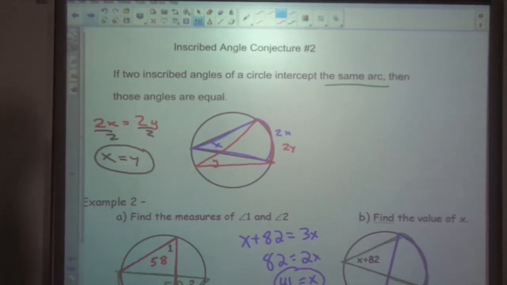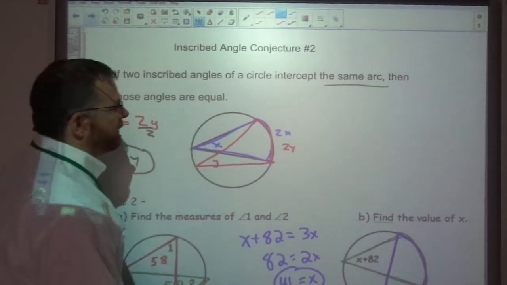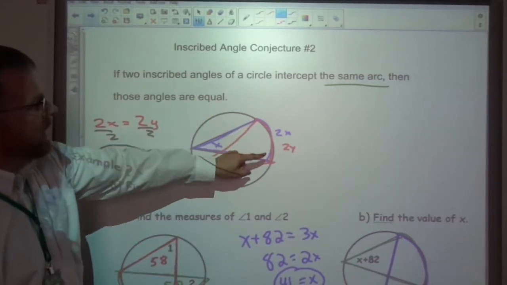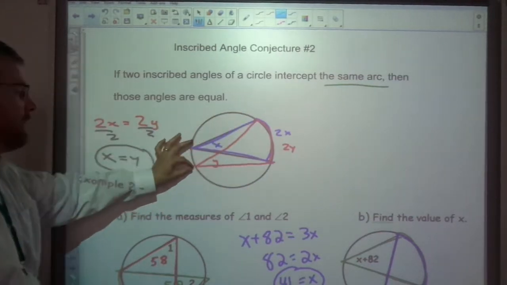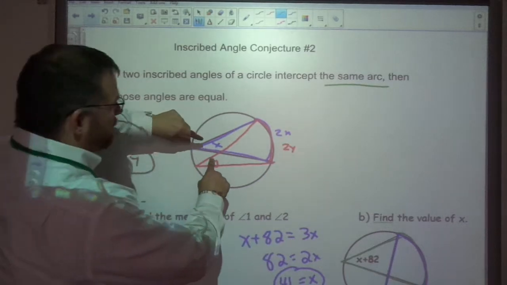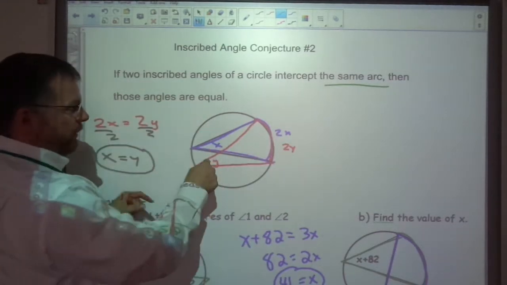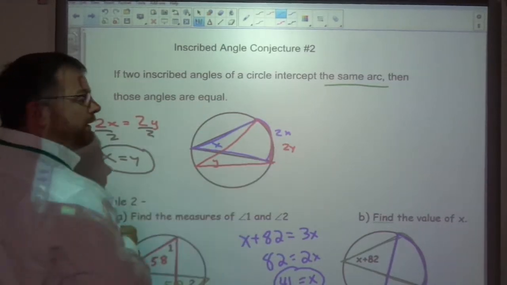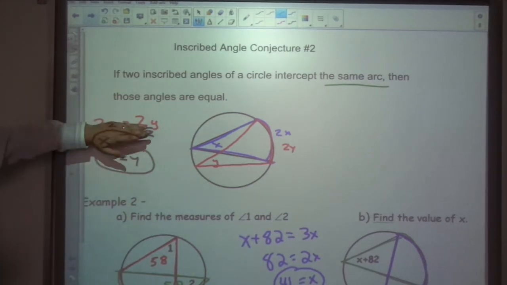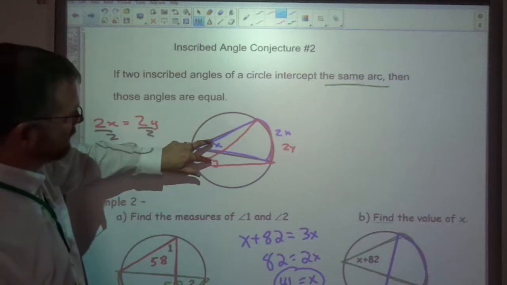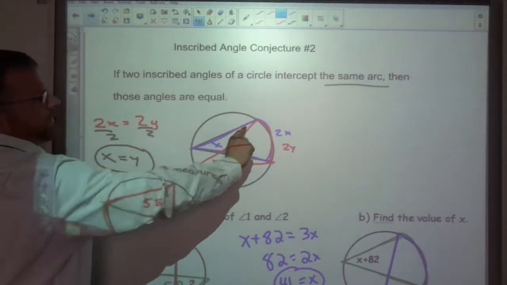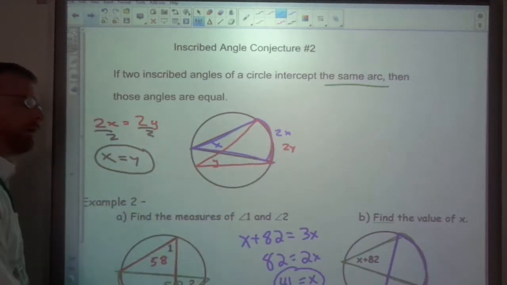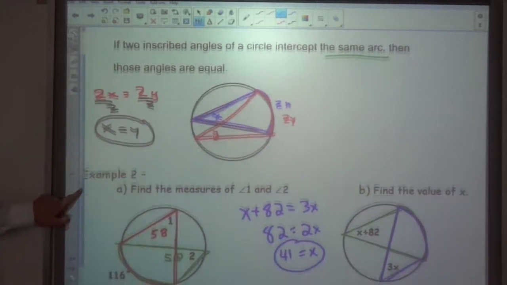The next thing is that if two inscribed angles of a circle intercept the same arc, then those angles are equal. So let's suppose we have an arc here, and we've got one inscribed angle here that's x, and one inscribed angle here that's y. Well, then we know this would have to be 2x to be double the x one, and it would also have to be 2y to double the y one. So 2x would have to equal 2y, which means x would have to equal y, which means these angles would have to be the same. Anytime you've got two angles matching with the same arc, those angles have to be the same.